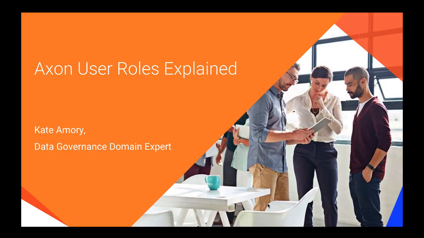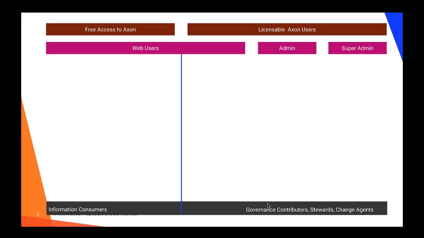This video is going to explain the different user roles within Axon and how they interact with Axon and how that links up to the license model. There are three different types of profile that can be created in Axon. There are web users, admins, and super admins. 95% of your users are going to be web users rather than administrators, but there are different categories within those, which I'm going to explain.